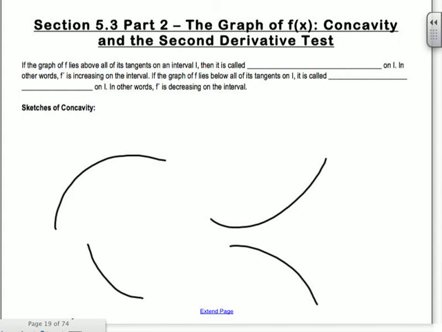Okay, so if we drew in all the tangents here, notice how the graph of my curve is below all of the tangents. Okay, this is called concave down. If I draw all my tangents on this one, my graph is always below all of the tangents. This one is also concave down.